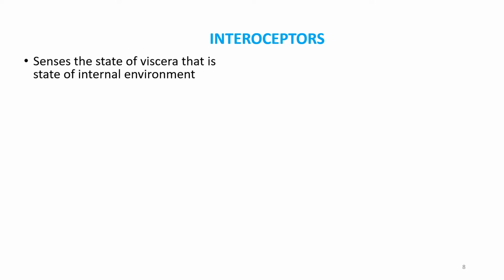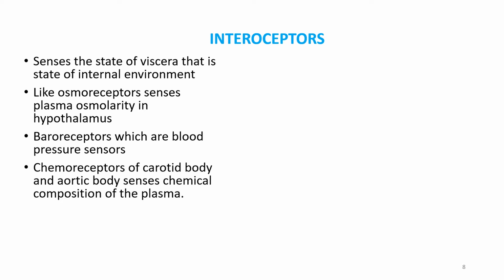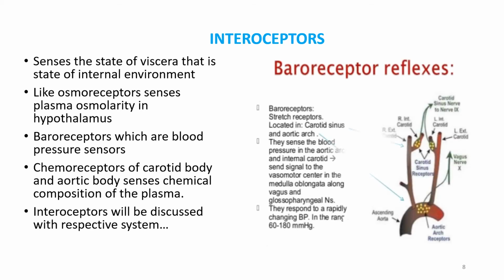Interoceptors sense the state of viscera, that is, the state of the internal environment. Like osmoreceptors sense plasma osmolarity in the hypothalamus, baroreceptors are blood pressure sensors, and chemoreceptors of the carotid body and aortic body sense the chemical composition of plasma. Interoceptors will be discussed in the respective systems. Here lies the baroreceptor reflex chart.